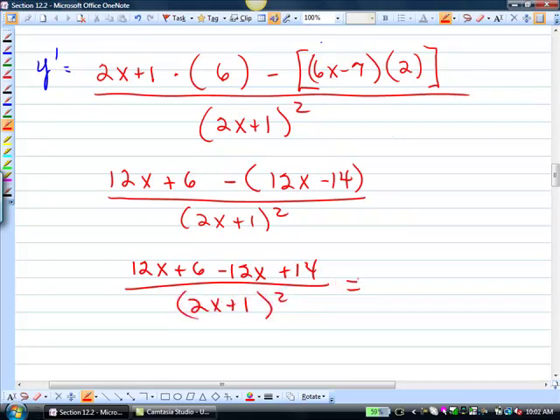So what does that equal? What happens on the top? Yeah, so we have 20 over 2x plus 1 squared, and that should be the answer.